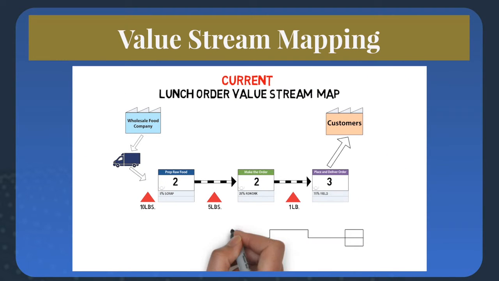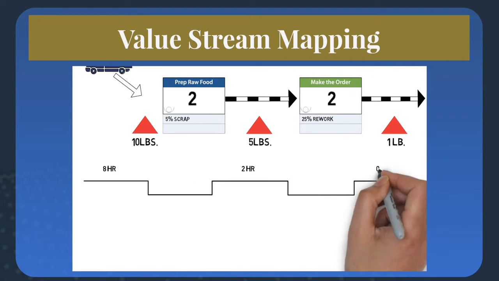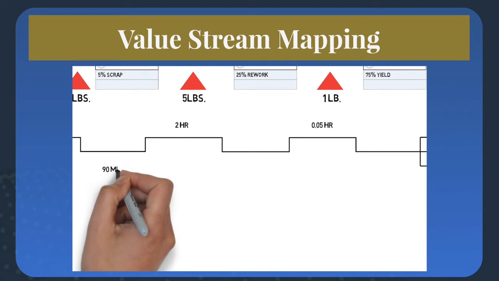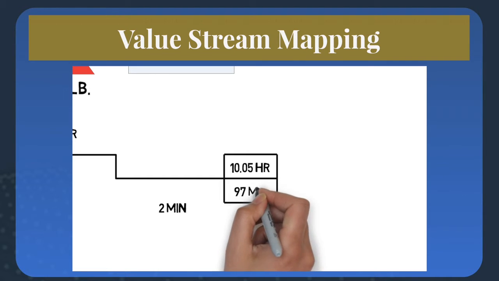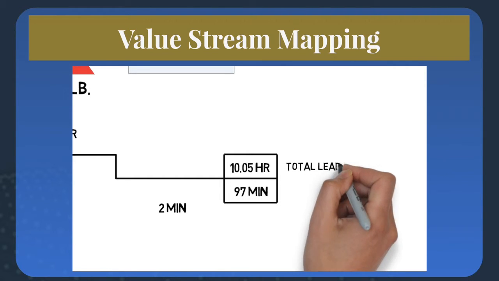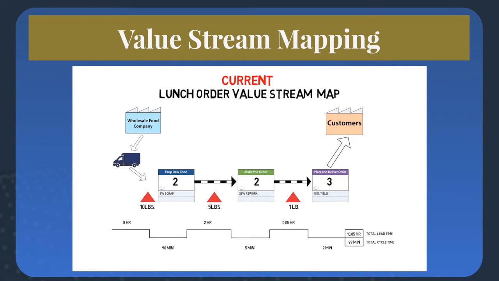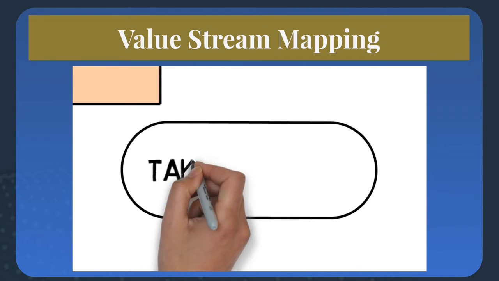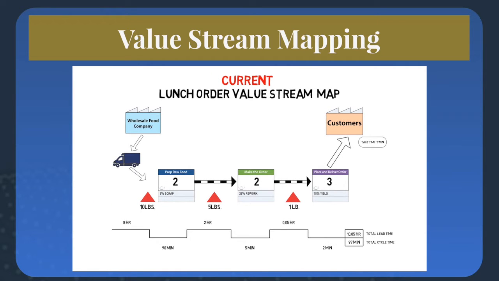Cycle time information is placed on the up-down timeline at the bottom of the VSM. This shows how long food waits in inventory and how long each activity step takes to complete. The total for the entire process is represented in the last box at the end of the timeline. Teams will use historical data to determine how often customers will place an order for lunch. The data for our example shows that every 9 minutes, an order will need to be served. This is called takt time. It is calculated by dividing the available time by the customer demand.